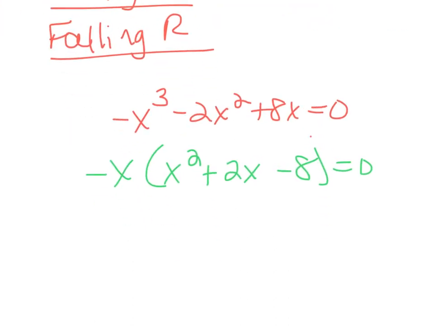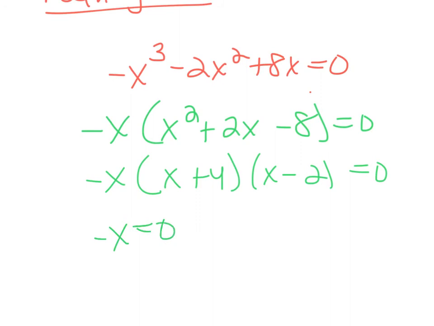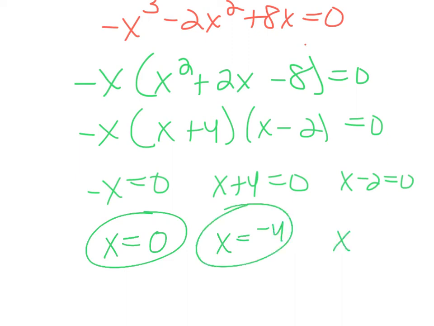Can I factor that? Are there factors of negative 8 that multiply to give me negative 8 but add to give me 2? 4 and 2. Okay, so x plus 4, x minus 2. Agreed? Okay, so now set each one equal to 0. In my first case, negative x equals 0, x equals 0. In my second case, x plus 4 equals 0, x equals? Awesome. In my third case, x minus 2 equals 0, x equals? 2. Good.